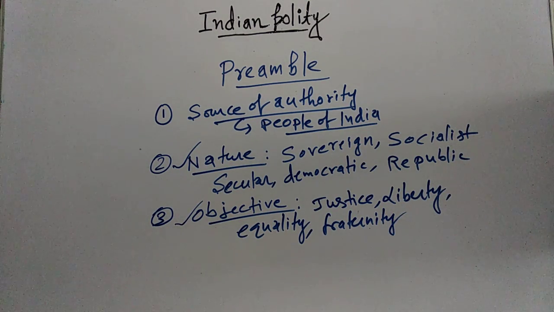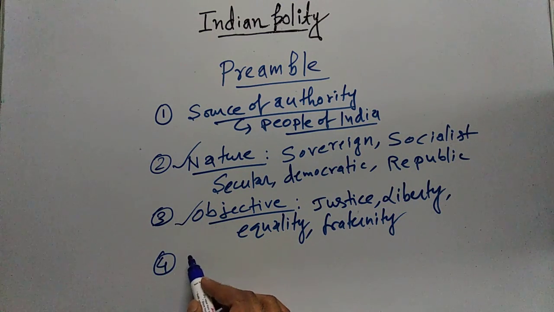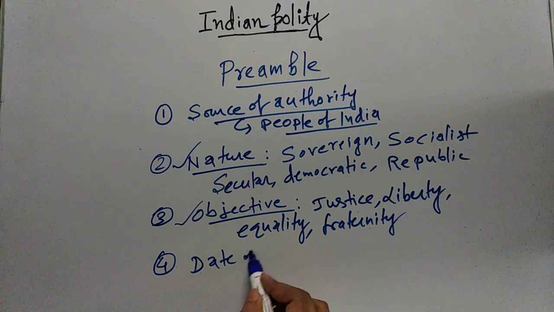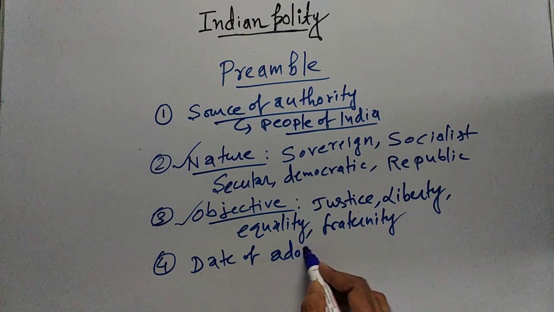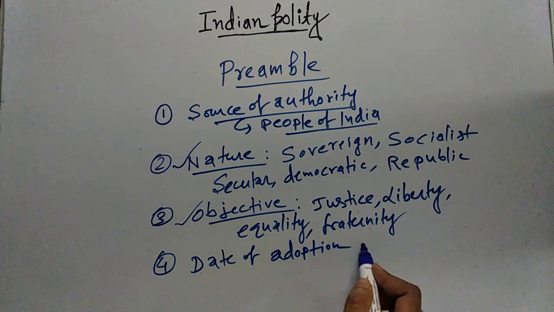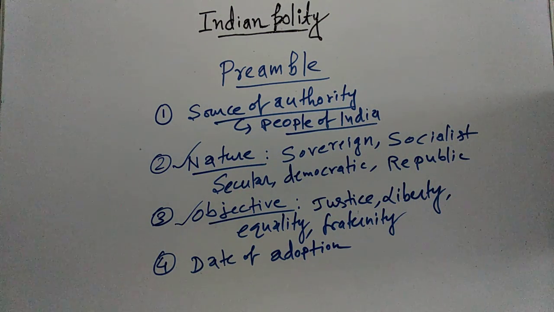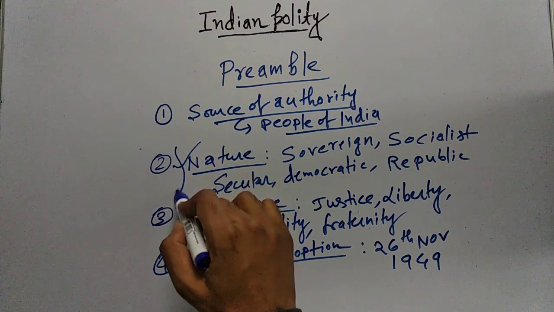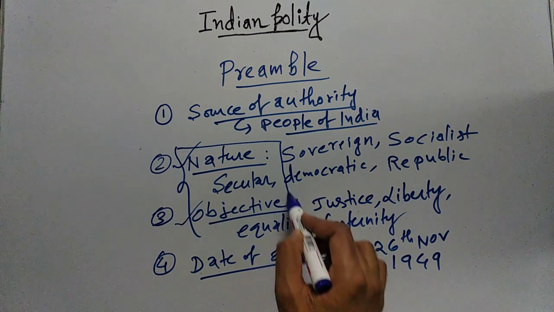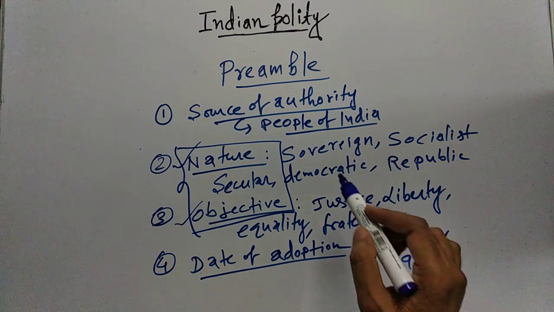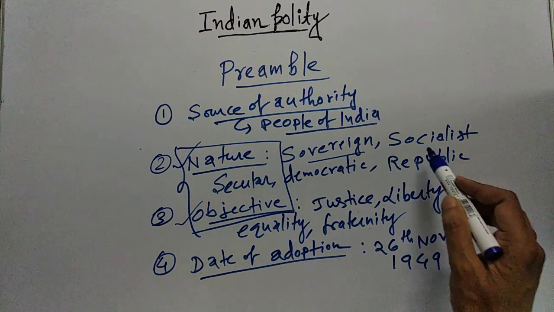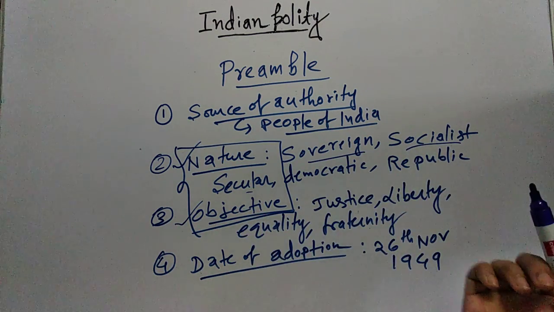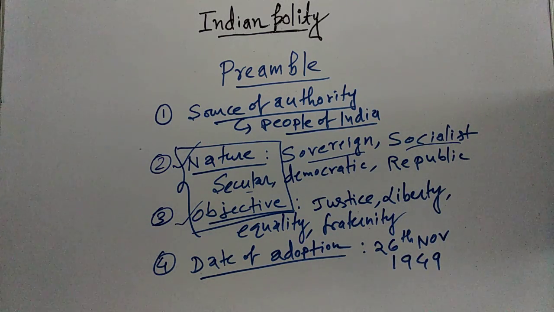And we also get another piece of information from the preamble, that is the date of adoption of the Indian Constitution. It is mentioned in the preamble, and it is written that 26th November 1949 is the date of adoption of the Indian Constitution. Now we will read the nature and objective of the Indian Constitution. That is, we will individually read the terms sovereign, socialist, secular, democratic, republic, justice, liberty, equality, fraternity.